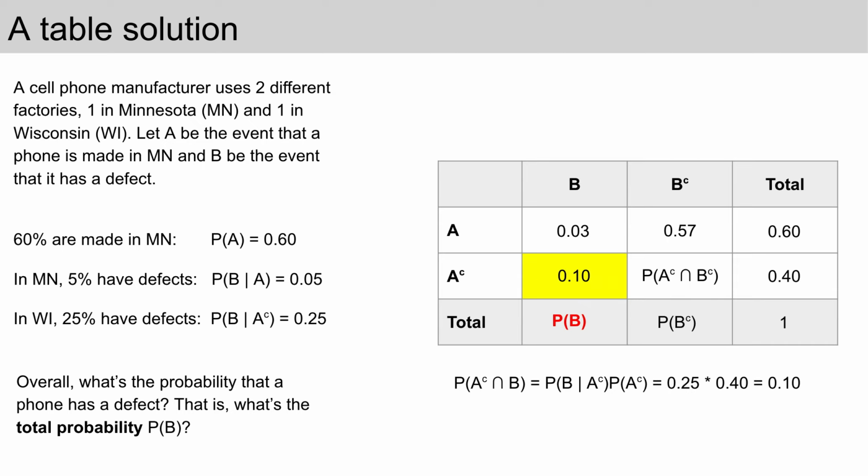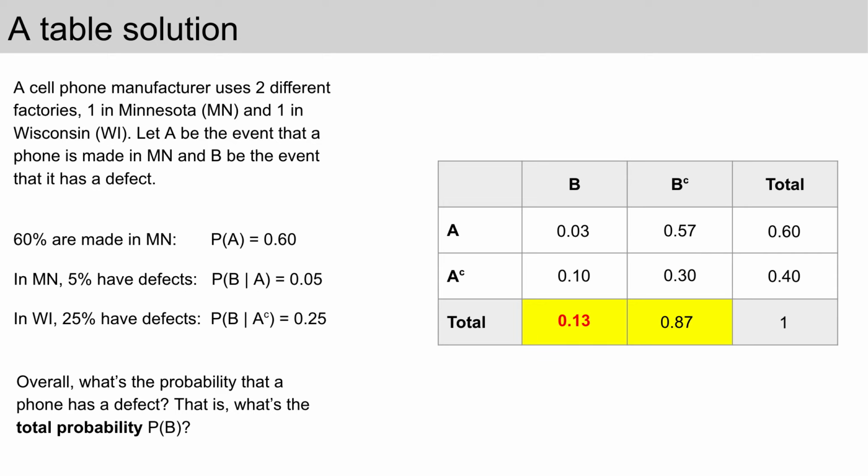Plugging in what we know, 25% of phones made in Wisconsin have defects, and 40% of phones are made in Wisconsin. Thus, overall, 25% of 40%, or 10% of phones are made in Wisconsin and have defects. Then, since 40% of phones are made in Wisconsin and 10% are made in Wisconsin and have defects, the remaining 30% in this row must be made in Wisconsin and don't have defects. Finally, we can get our column totals by adding up the rows. Thus, the total probability of B is 0.13. That is, across all phones made in Minnesota and Wisconsin, there's a 13% defect.